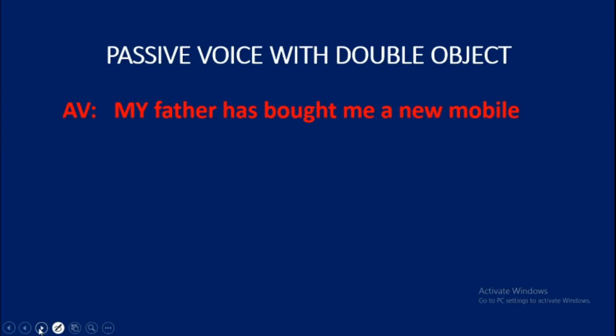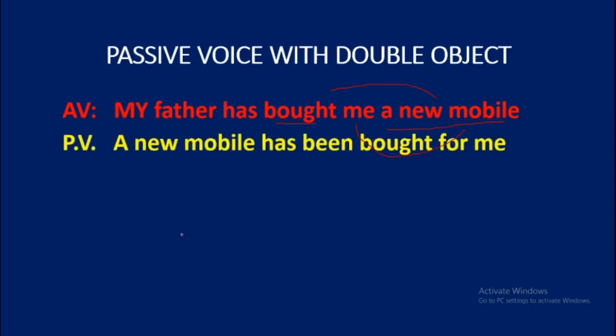Observe here: my father has bought me a new mobile. Bought what? A new mobile. So this is the direct object. For whom? Me. This is the indirect object. When you want to change the sentence, you can place the direct object first here, and "has been bought" is used because present perfect tense is there in the active voice. For me, the indirect object is placed at the end. That's why there should be a preposition before the indirect object.